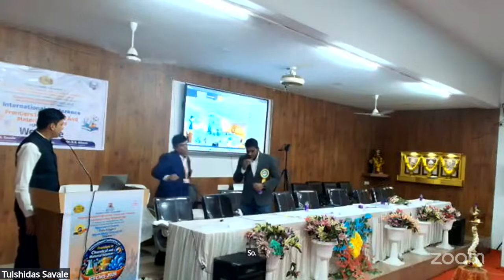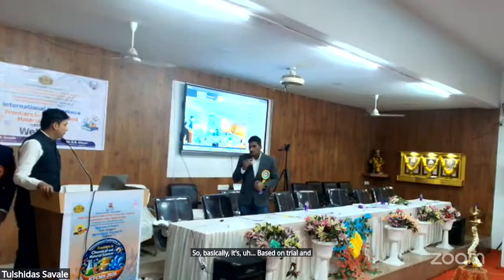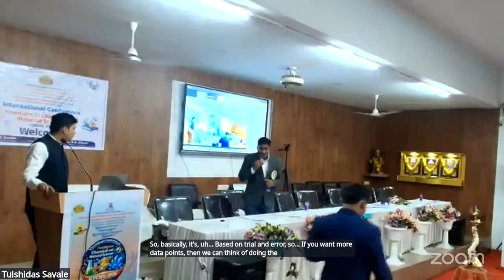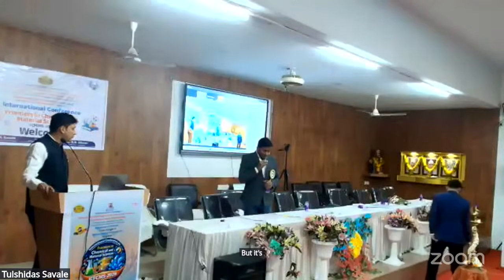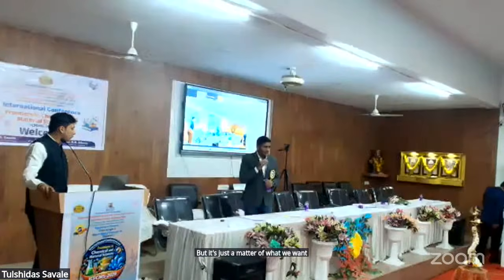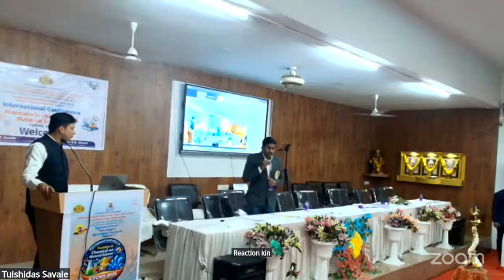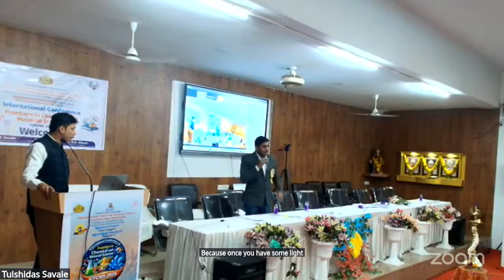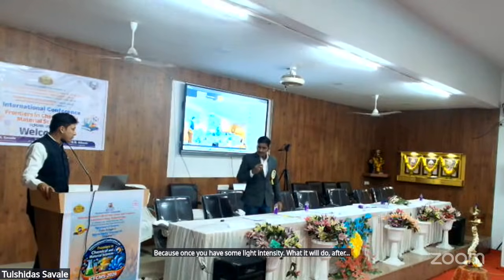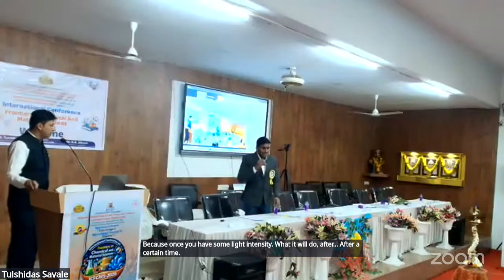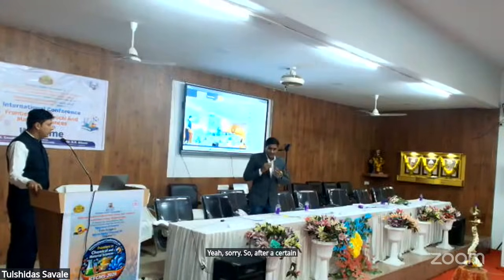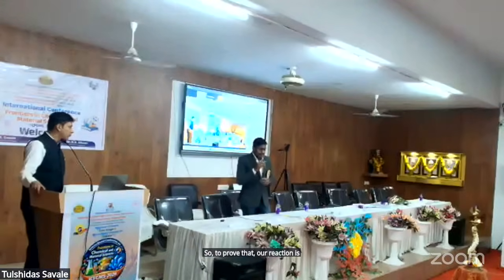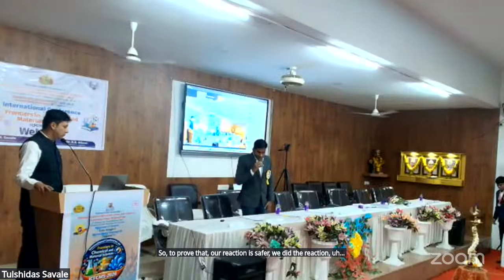So basically, it's based on trial and error. If we want more data points, then we can think of doing the reaction kinetics. But it's just a matter of what we want. Actually, in our case, we did the reaction kinetics just to prove that the reaction is safer. Because once you have some light intensity, after a certain time it will create a large amount of heat. So to prove that our reaction is safer, we did the reaction kinetics.